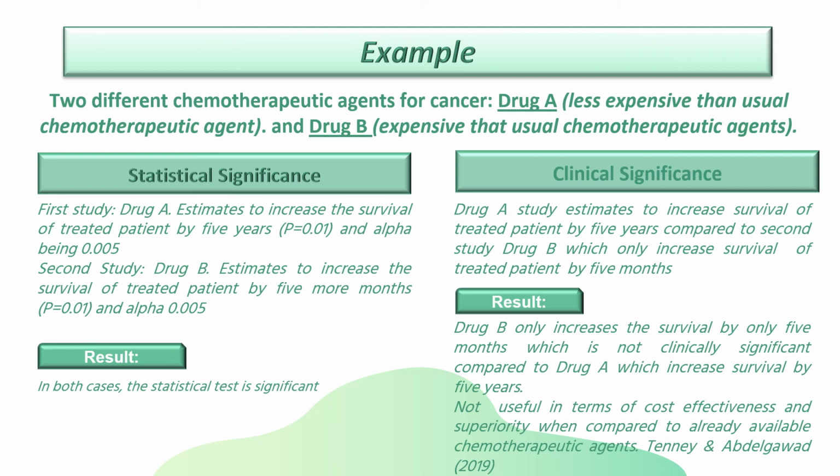The statistical tests of both drugs are significant, meaning that the observed result is unlikely due to chance. However, the clinical significance shows that drug B is not clinically significant since it increases the survival by only 5 months. It is not useful in terms of cost effectiveness and superiority compared to available chemotherapeutic agents.